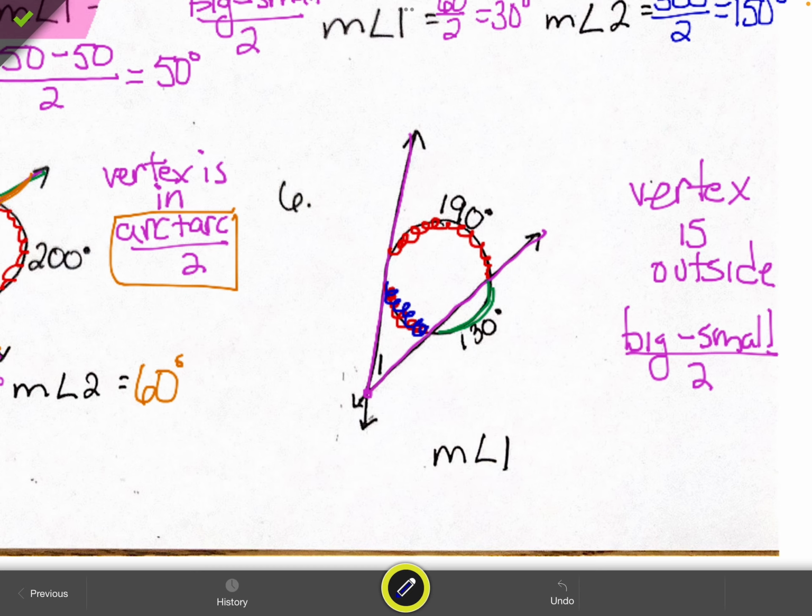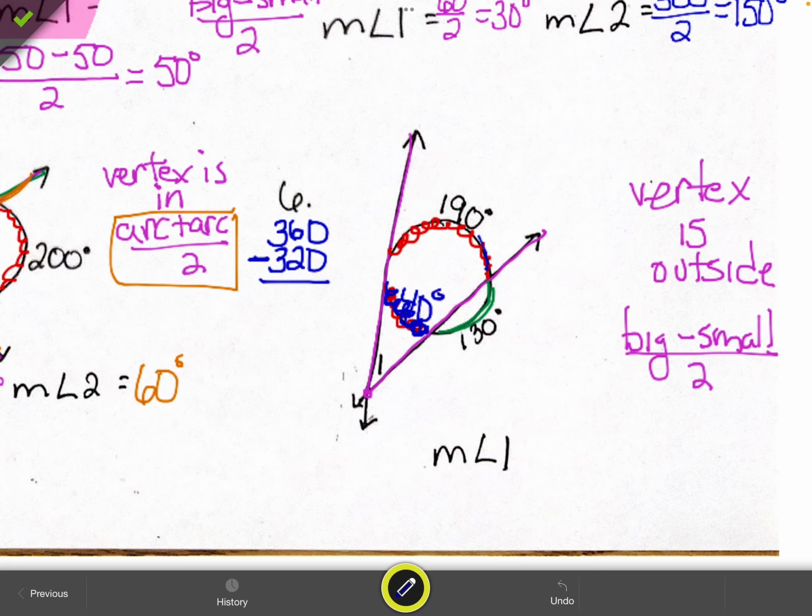So we have to go back to what we know about the entire circle. The entire circle is 360 degrees. Okay. I know that the red part of the circle is 190, and I know the green part of the circle is 130. So all I have to do is add those two together. So that would be 320, and subtract it from what the whole circle is. And that will tell me what I have left for this little blue piece that I need. So 360 minus 320 is 40.